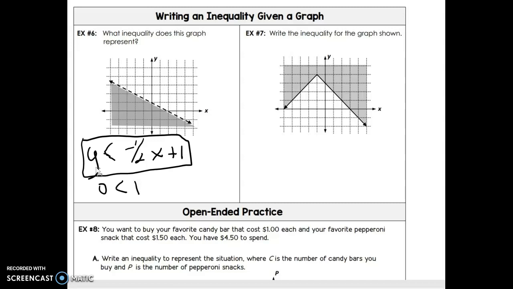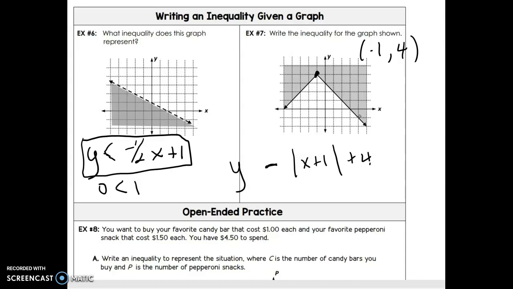Okay, number 7. Where's my vertex? It's right here, right? My vertex is negative 1, 4, so it's absolute value of x plus 1, plus 4. It is pointing down, so we have to have a negative. Okay, and then your slope here is 1, and that's what the vertex form tells you, so there's no compression or stretch at all. Now we have to identify our symbol.